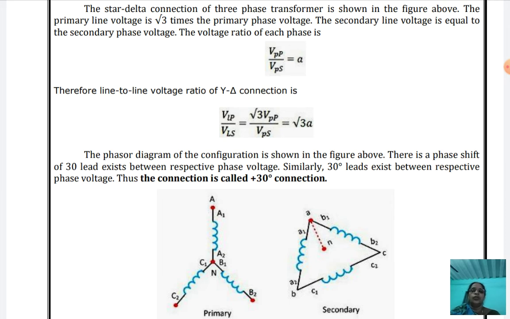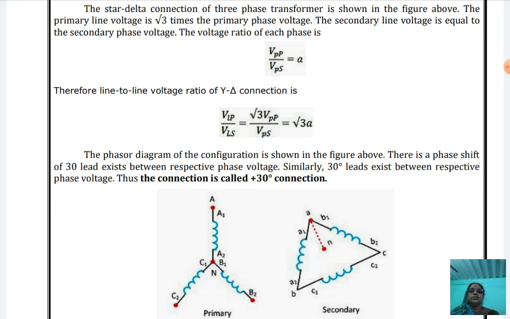So the line-to-line voltage ratio of the star-delta connection is the line voltage of primary divided by the line voltage of secondary. VLP means line voltage of primary, VLS means line voltage of secondary, and that is equal to root 3 times the phase voltage of the primary, VPP, since primary is star, divided by the phase voltage of the secondary, VPS, since secondary is delta and line voltage equals phase voltage. In the subscripts, the first P denotes phase, and the second S denotes secondary.